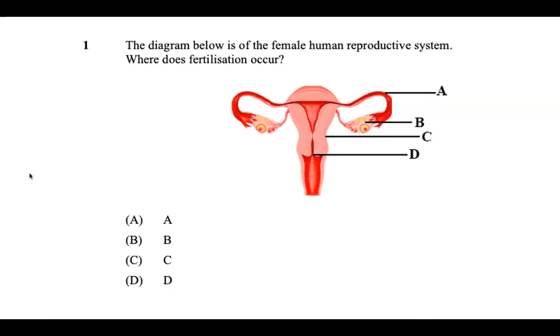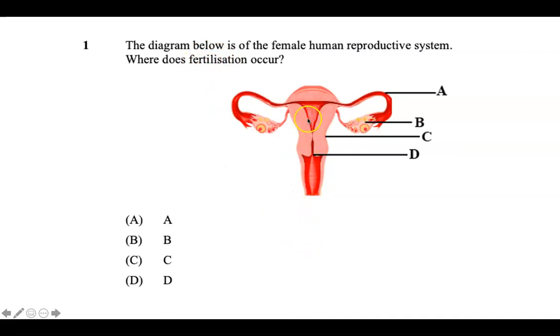The diagram below is a female human reproductive system. Where does fertilization occur? So we've got the options here, A, B, C, or D. You should know that human reproductive system and fertilization is what the question's asking about. You should know that in fertilization, the sperm enters through here and the egg is released through there.